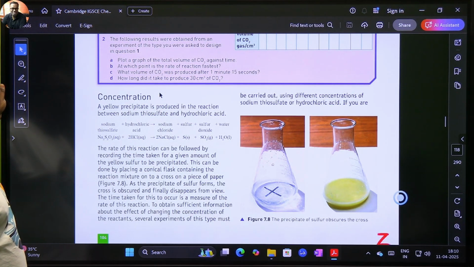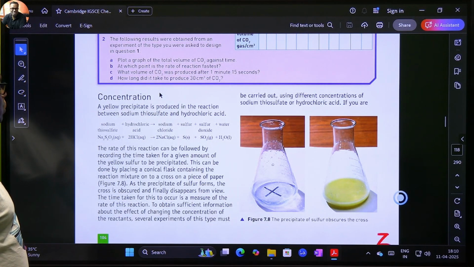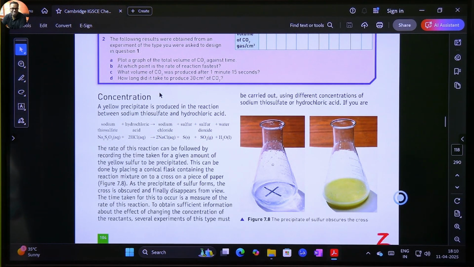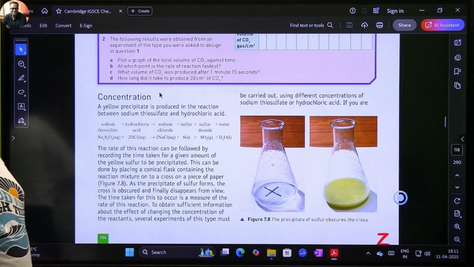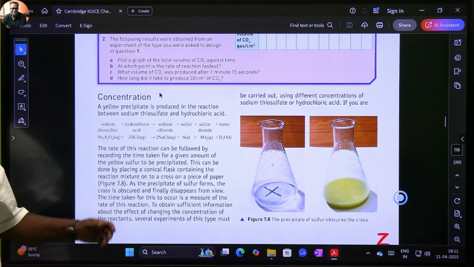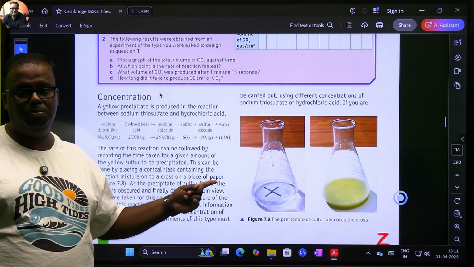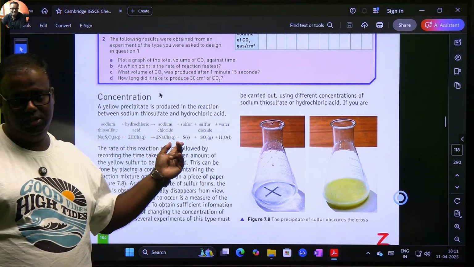This can be done by placing the conical flask containing the reaction mixture onto a cross on a piece of paper. As the precipitate of sulfur forms, the cross is obscured. Obscured means something that goes out of your sight. Okay. And finally disappears from view. The time taken for this to occur is a measure of the rate of the reaction. So we are measuring the rate of the reaction by the formation of the precipitate, which is one of the products, and also the coloration.